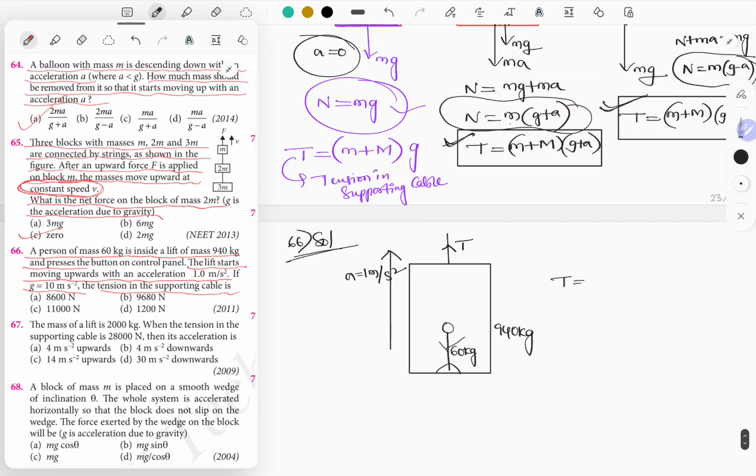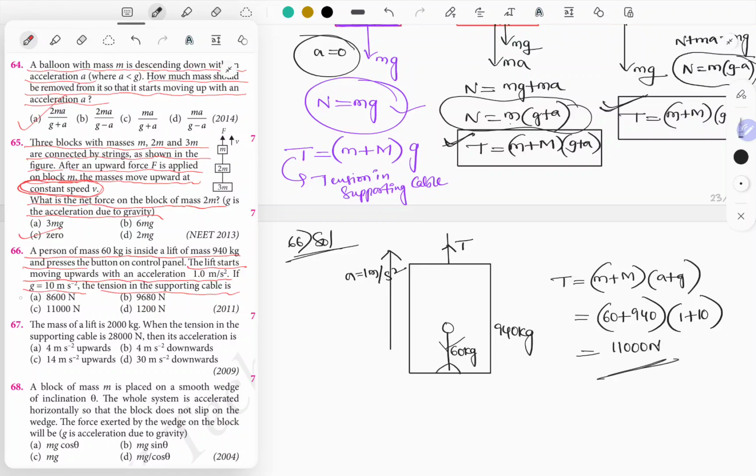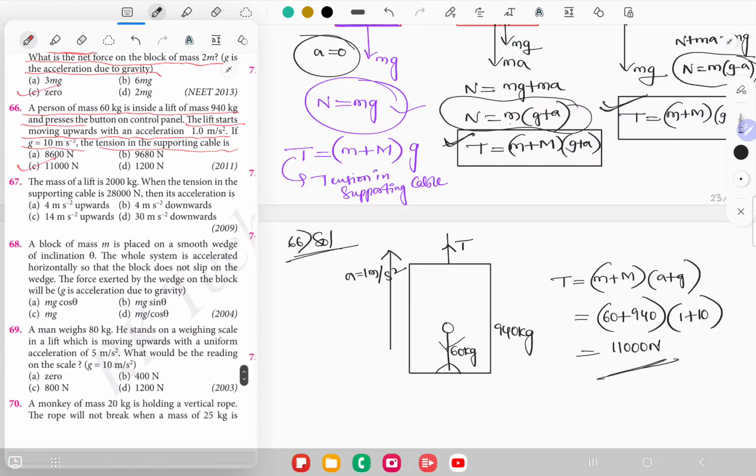So tension in the supporting cable, I am writing the direct formula. It is going to be (m plus capital M) into (a plus g). Pseudo force is opposite to the motion of the container, that is nothing but the lift. Mass of the person is 60 kg. Mass of the lift is 940 kg. Acceleration is 1, acceleration due to gravity is 10. So 940 plus 60 is 1000, into 11. It is going to be 11,000 newton. This is the answer. Which option matches? Option C is the correct answer.